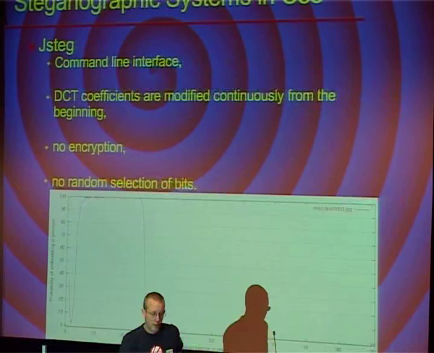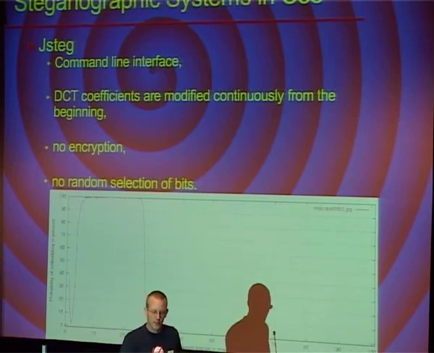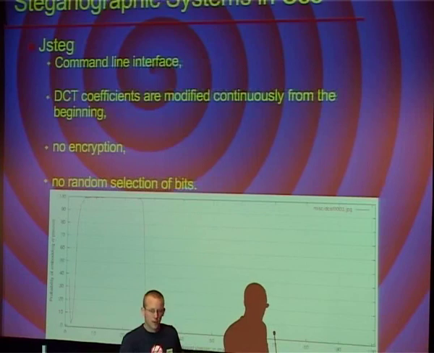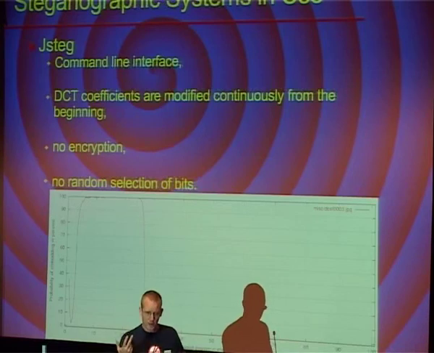So let's look at JSteg. JSteg is a patch to the JPEG library, and it's just a command line interface, not very convenient. And the DCT coefficients of the JPEG image are modified continuously from the beginning. So there's no randomness involved in this process at all. And there's no encryption. And since there's no encryption, we don't have this property of equal zeros and ones.